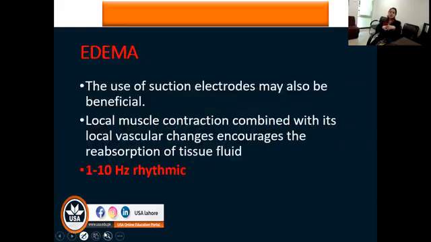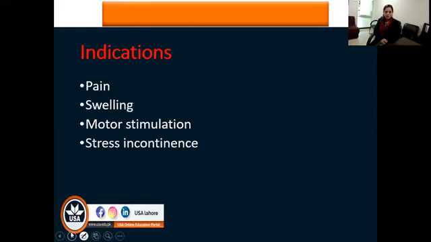I said interferential currents prove very beneficial in edema, even better than Faradism under pressure. We have studied that Faradism under pressure is an effective method of relieving edema. So the local muscle action combined with its local vascular changes encourages the reabsorption of the tissue fluid. So a 1 to 100 hertz rhythmic frequency is very good for management of edema.